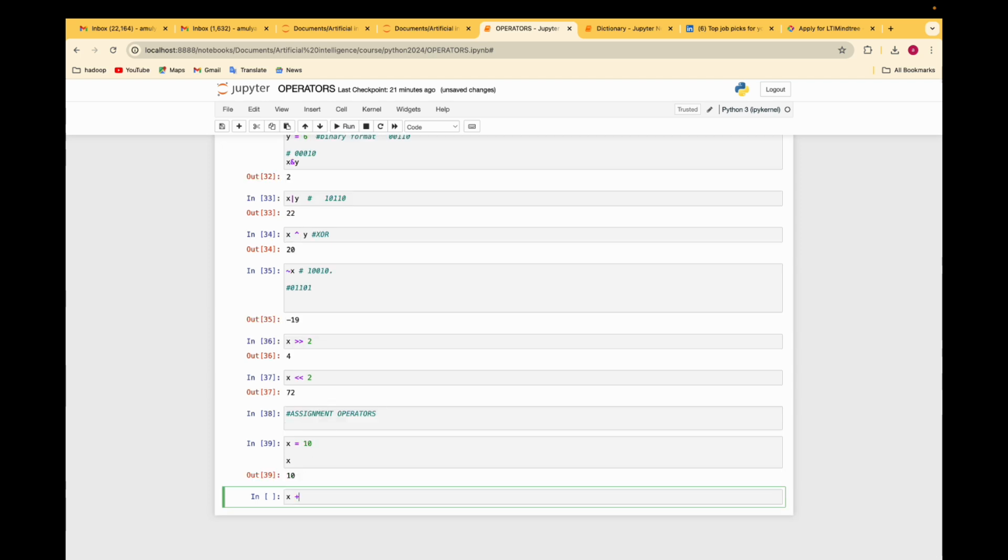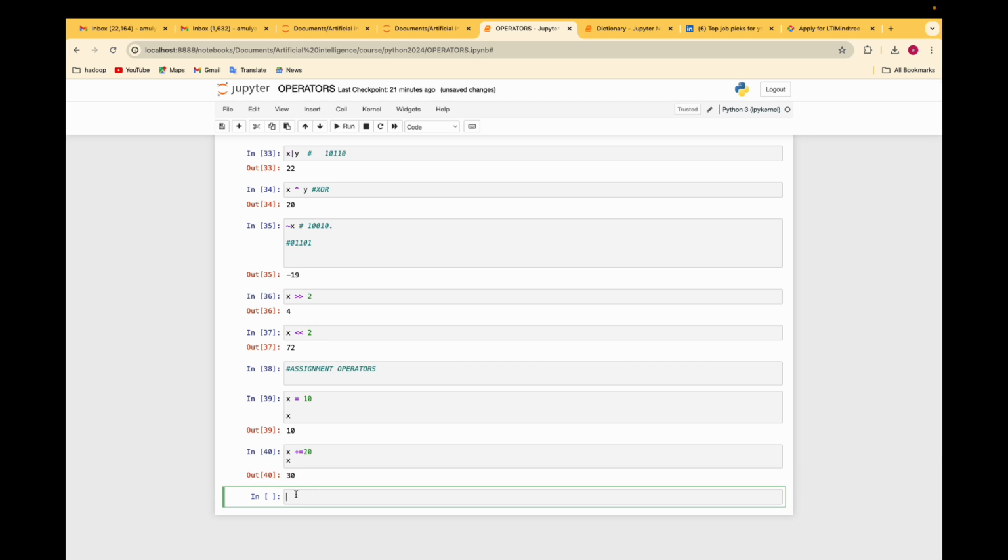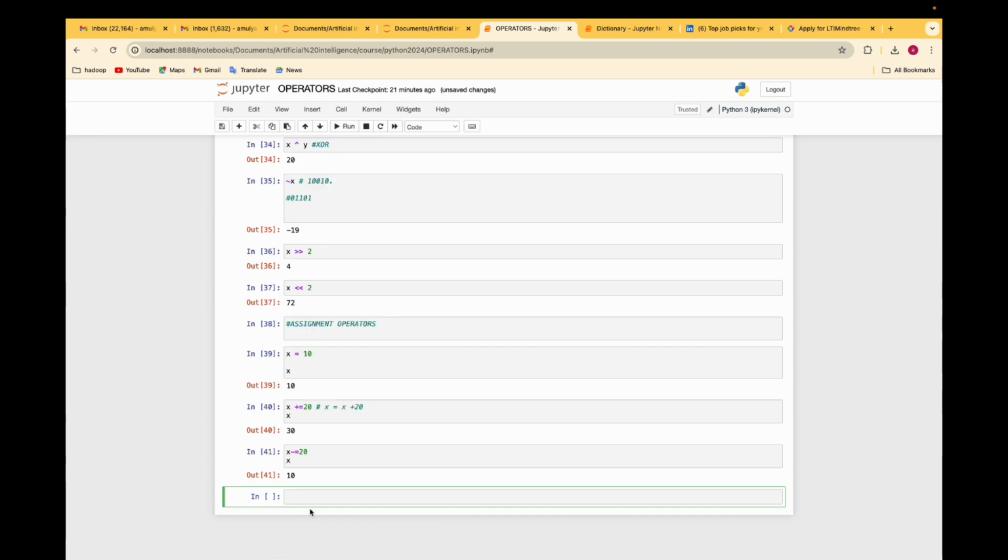If x plus equals to 20, then we'll print the x. It's 30. This is equal to x equals to x plus 20. Instead we have given x plus equals to 20. How about x minus equals to 20? And we'll print the x. It returns 10.